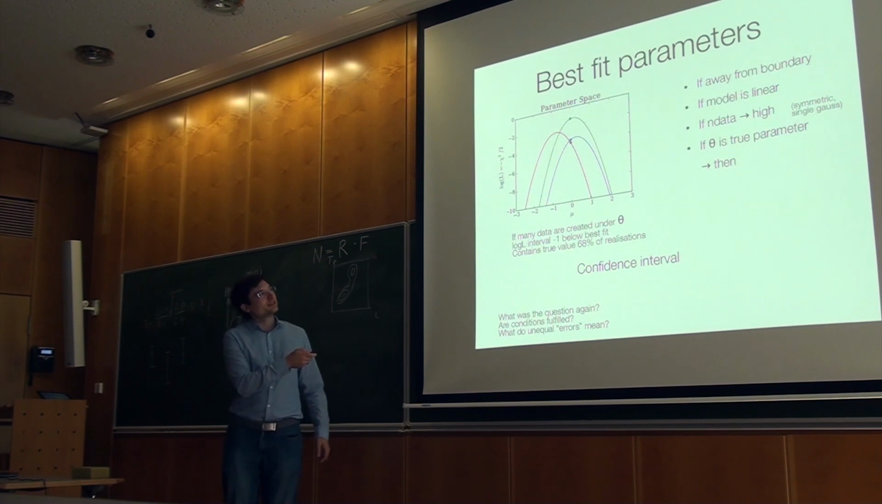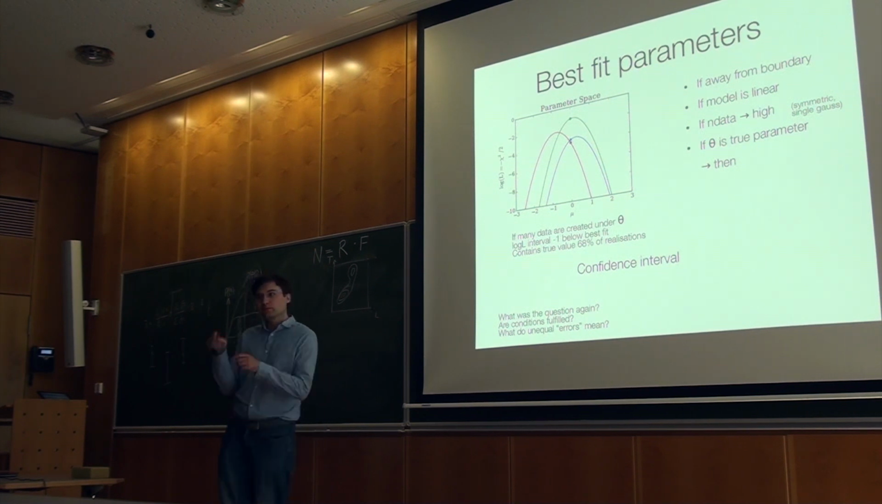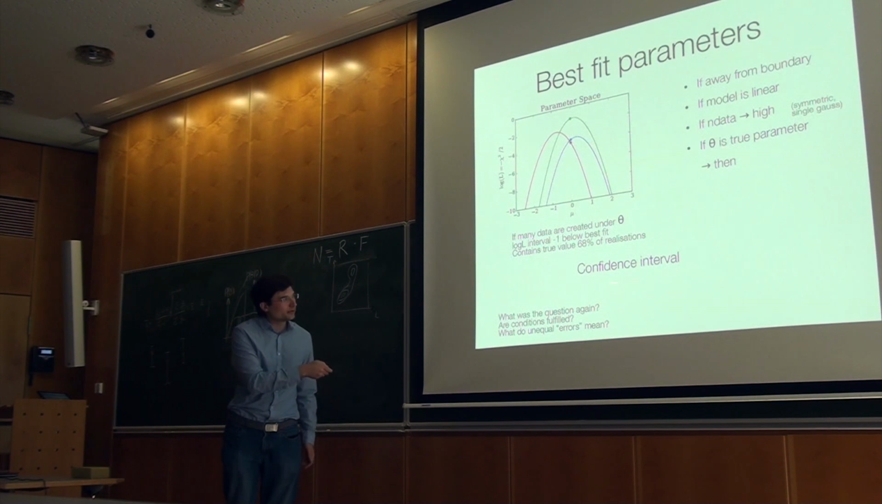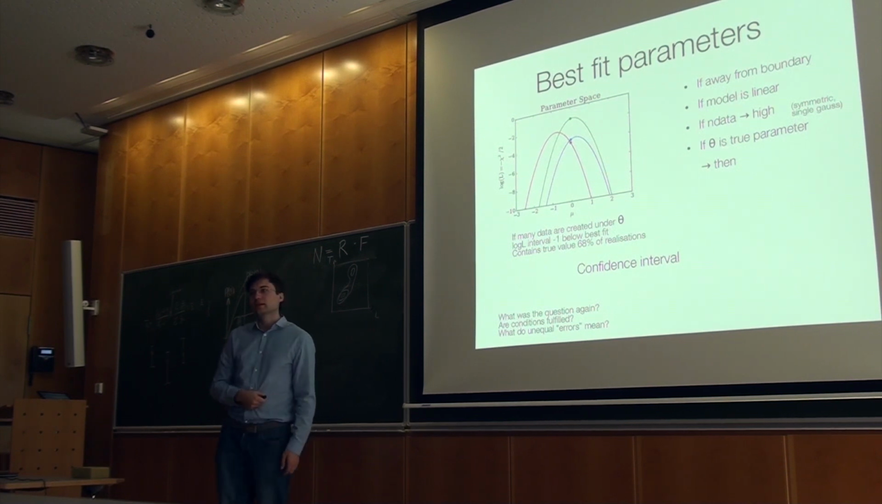So the assumption is you're away from the boundary, the model is linear, the number of data points is high, and the best fit that you use to simulate all of these many data sets is the true value out there in the universe. That's what a confidence interval does. And that's what we quote when we say this parameter plus minus something. That's what it is.